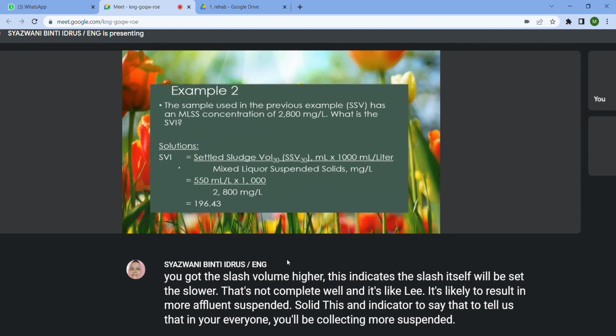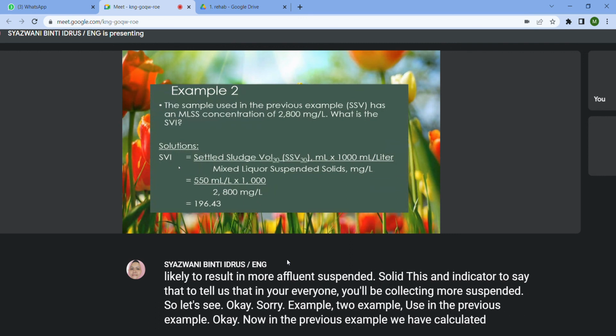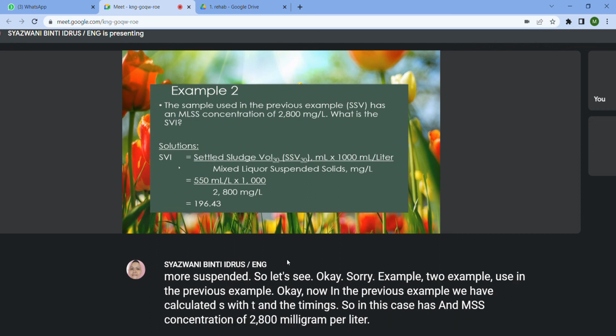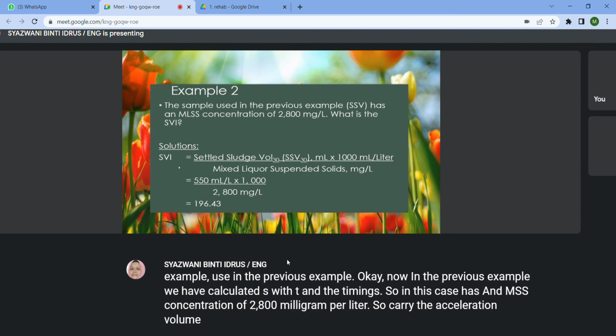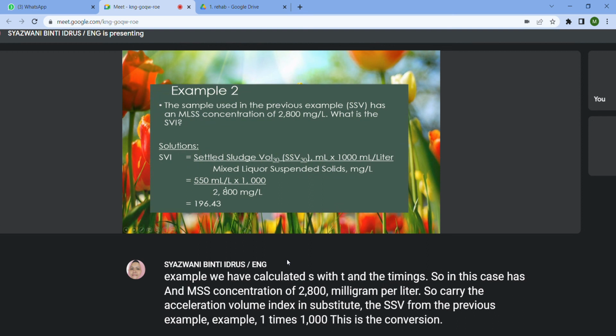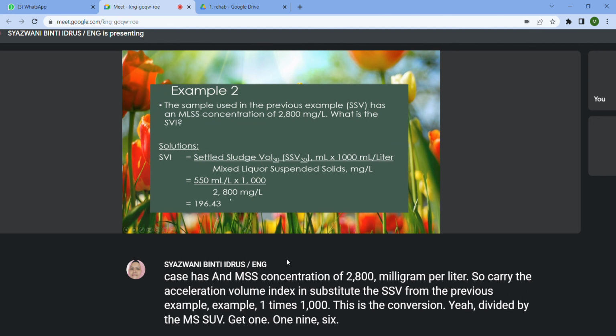Okay, so let's see example 2. The sample used in the previous example. In the previous example we calculated SSV30, at 30 minutes. In this case it has an MLSS concentration of 2800 milligram per liter. So calculate the sludge volume index: you substitute the SSV30 from example 1, times 1000, this is the conversion, divided by the MLSS. You will get 1196. Okay, what is the limit?